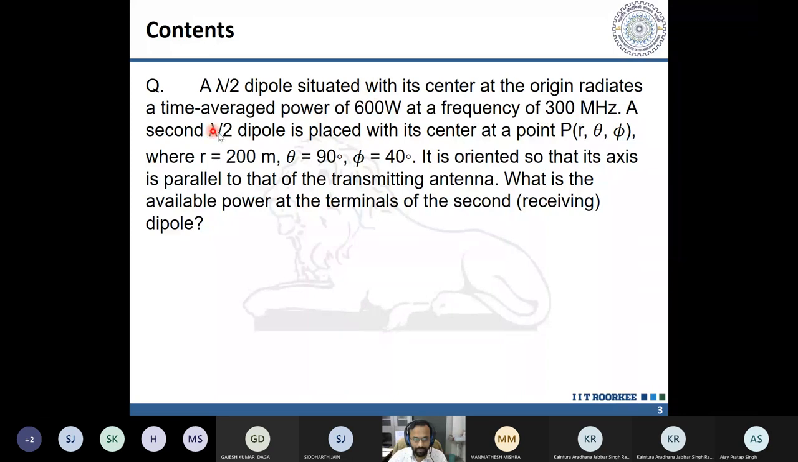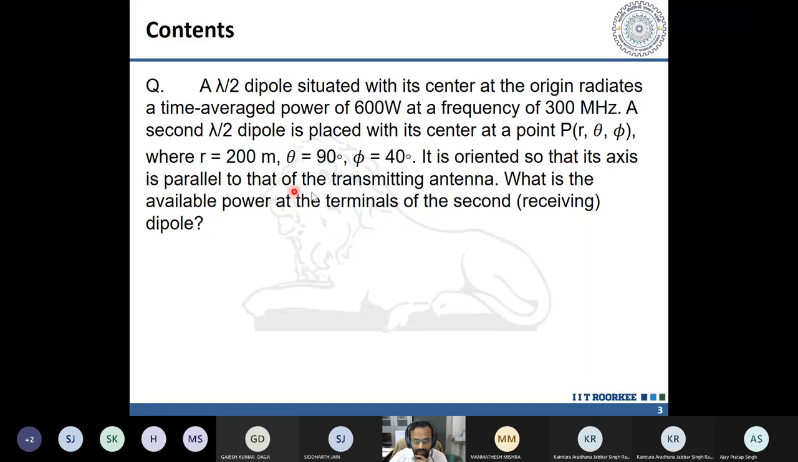A second half wavelength dipole is placed with its origin at an observation point r, theta, phi, where the distance is given, theta is 90 degrees. That means it is in the orthogonal plane. Since it is in the orthogonal plane, life gets very much simple. And phi is 40 degrees. It is oriented so that the axes are parallel to that of the transmitting antenna. What do we mean by this? The receiving antenna is oriented so that its axis is parallel to that of the transmitting antenna.